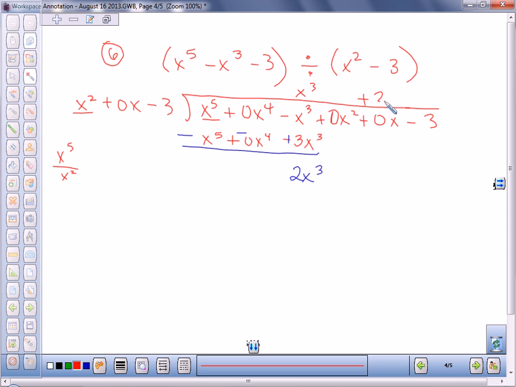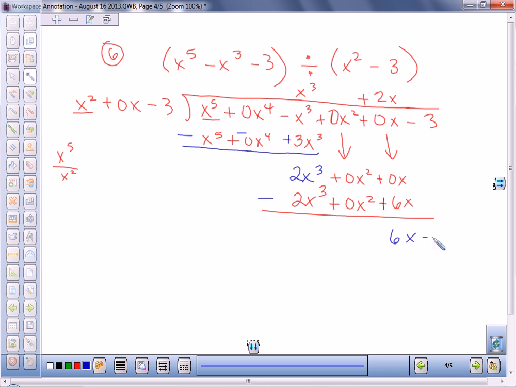Alright, so since we have a trinomial here, when we bring down, we're going to bring down 3. And so when we multiply, everything will line up nicely. So 2x times x squared is 2x cubed plus 0x squared minus 6x. And then we're going to change our signs. So we get 6x minus 3 is left. So this is of lesser degree than this, so this becomes our divisor.